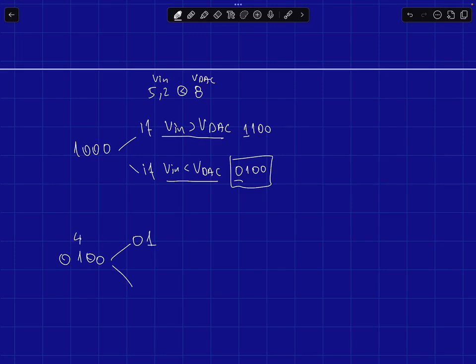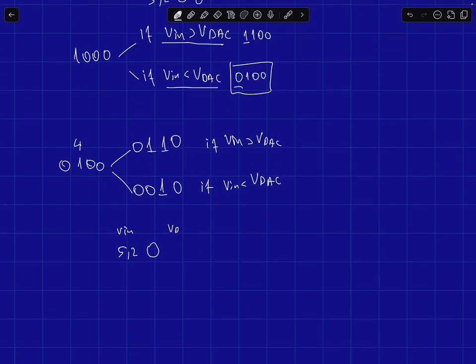We keep the first bits the same, and the next bit we can put to 1, or we can change the second bit to 0 and then put the third to 1. This depends on whether Vin is bigger than VDAC, or Vin is smaller than VDAC. Here we have Vin as 5.2 compared to VDAC, which is 4. So Vin is bigger, our first criterion is met, so we take this number and repeat. This is 6. Doing the same process, we get two options again.